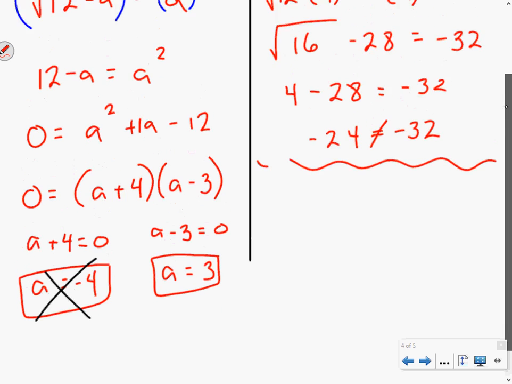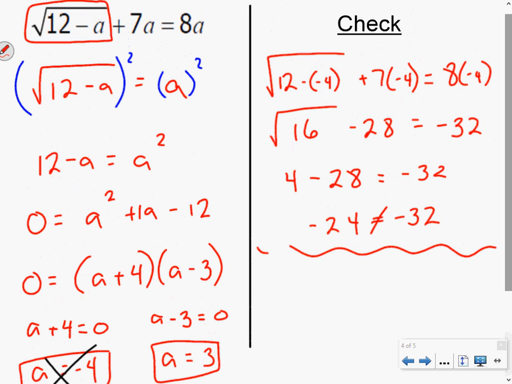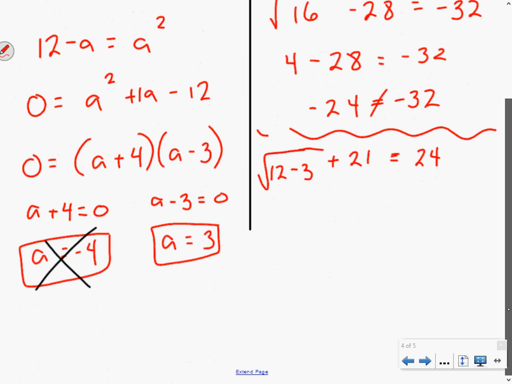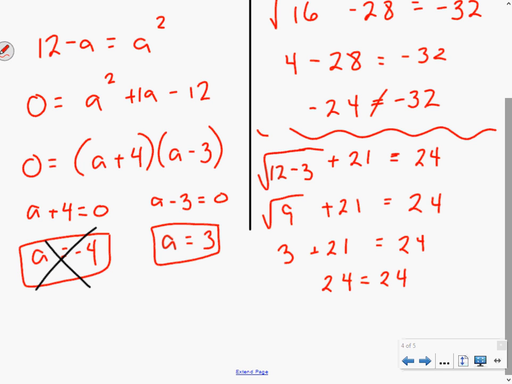So if we plug in 3, we're going to get square root of 12 minus 3 plus 21 equal to 24. So let's see, we get the square root of 9 plus 21 equals 24. So 3 plus 21. So this one checks out. When we plug in 3, we get 24 equals 24, which means the only solution to that equation is 3. The negative 4 is extraneous.